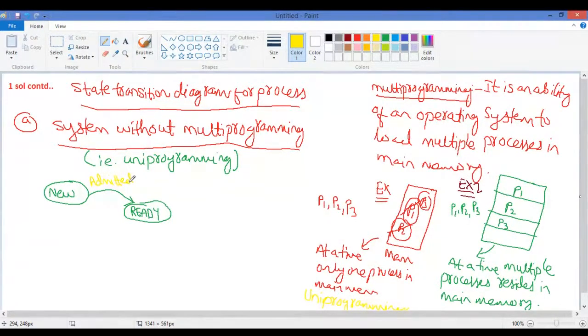Then there is a queue where many processes are waiting for the CPU to run, and they are waiting in a ready queue. Now when the chance is given for this process to run on the CPU, then it will be in a running state. RUNNING, running state. So the transition from ready to running is called dispatch. You should remember all these terminologies. Okay, this is called dispatch.